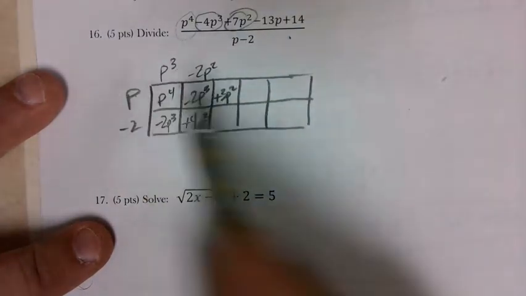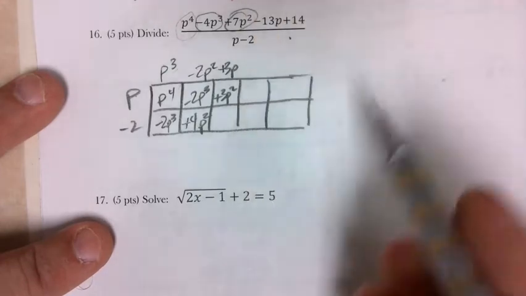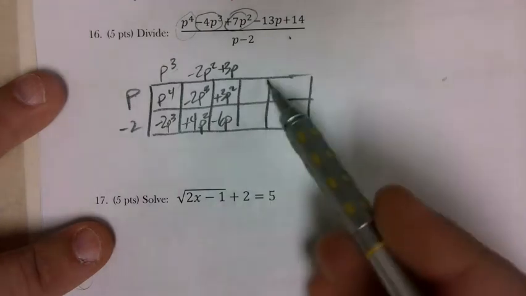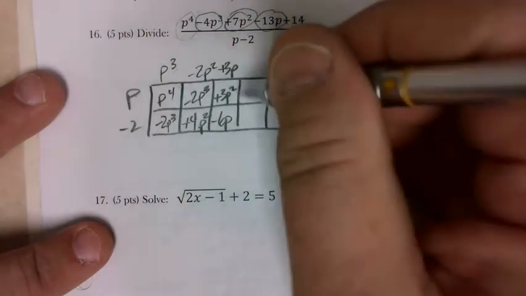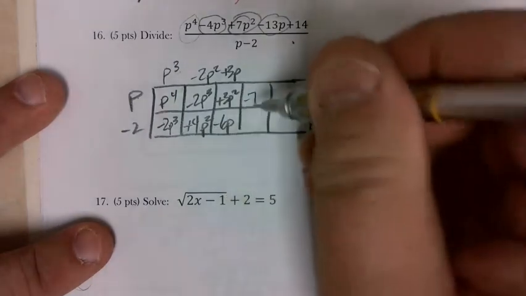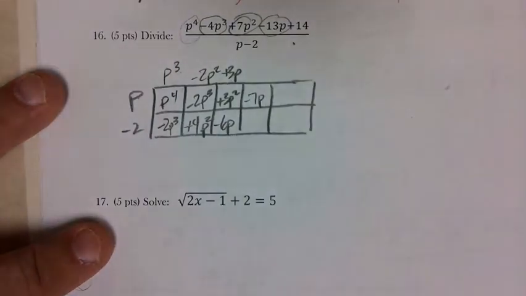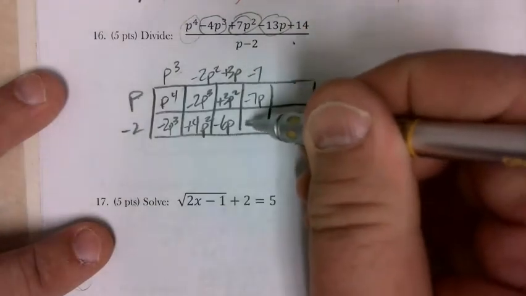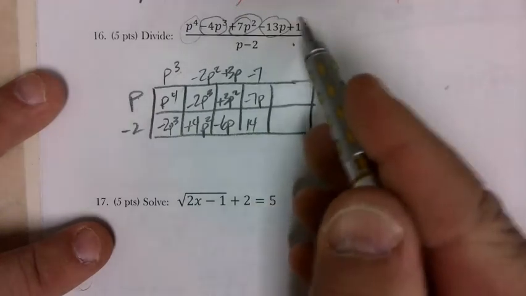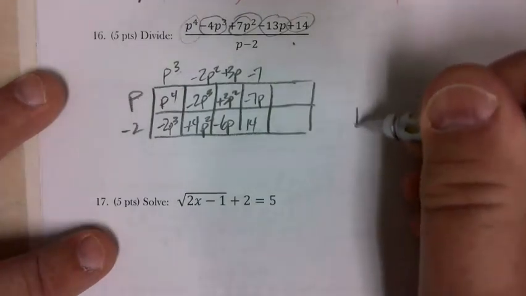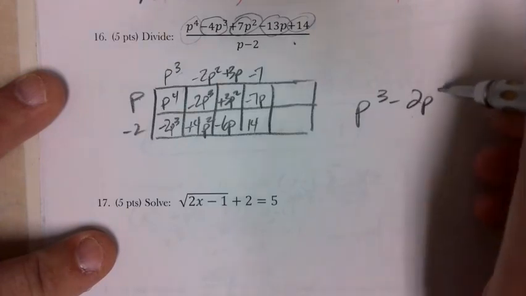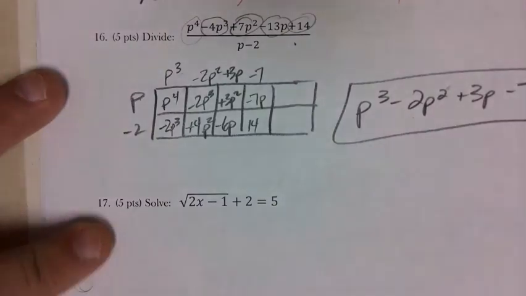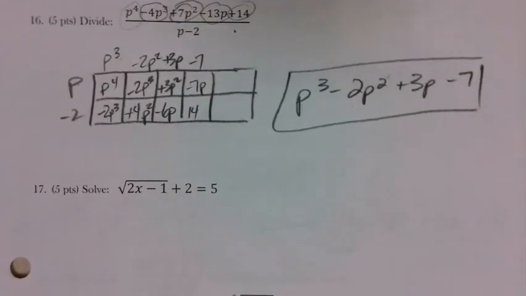And then 3P squared divided by P, that's positive 3P. 3P times negative 2 is negative 6P. These are my P's. I've got negative 13, so I need another negative 7, because negative 6 minus 7 makes negative 13. Negative 7P divided by P is negative 7. Negative 7 times negative 2 is 14. I've got 14. I needed 14. That tells me there's no remainder. And my answer is P cubed minus 2P squared plus 3P minus 7. Make sure you indicate what your answer is. Oh, there it is. Okay.